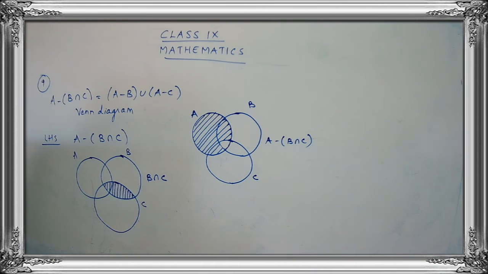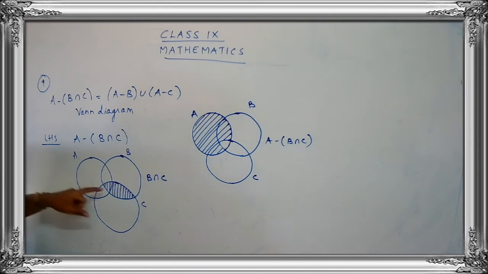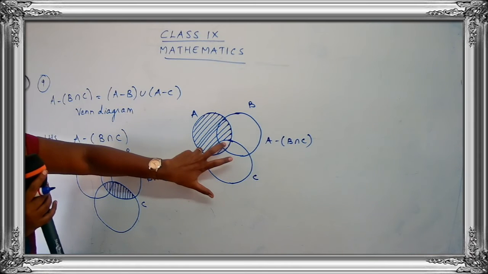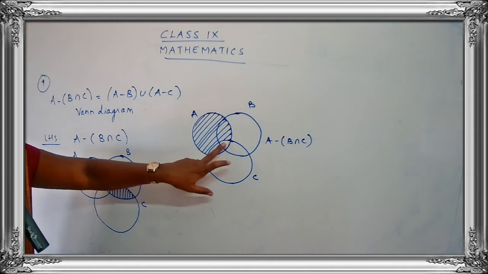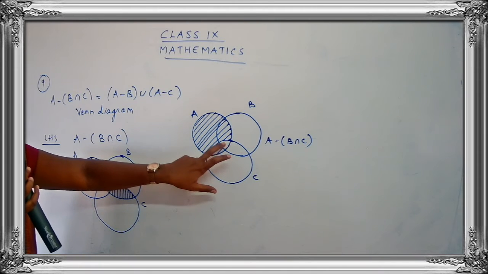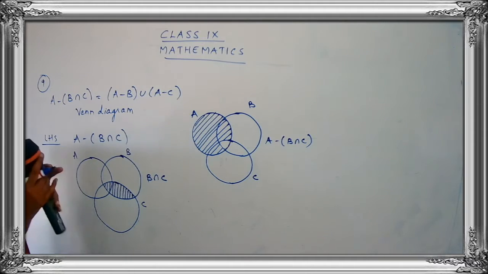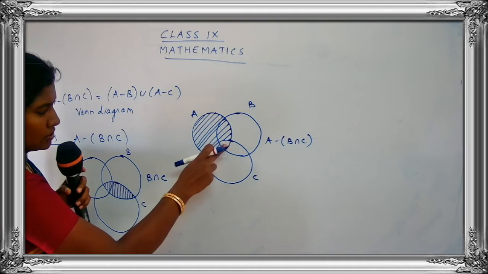You have to be very minute, children. Be careful. Just see here, B intersection part. I have just removed this part because this part is just for B intersection C also. I don't want B intersection C part. So I have just taken out that part and I am just shading the remaining part. So shade the remaining part. So this is left here.